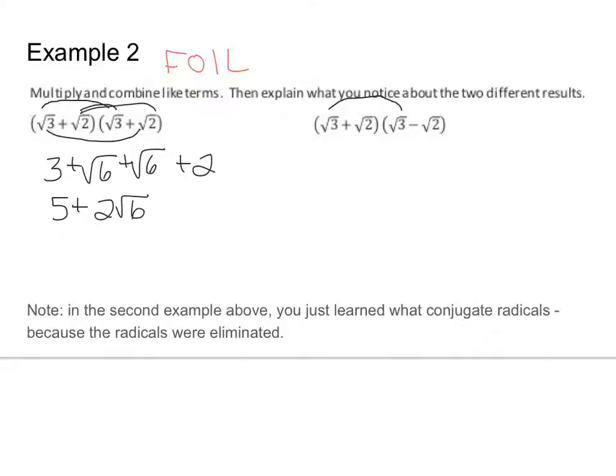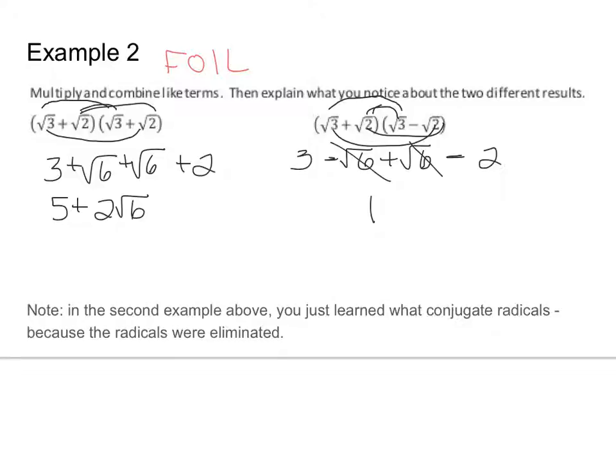Square root of 3 times square root of 3 is square root of 9, which gives us 3, minus the square root of 6, plus the square root of 6, minus the square root of 4, which is 2. These cancel out, and I'm left with 1.